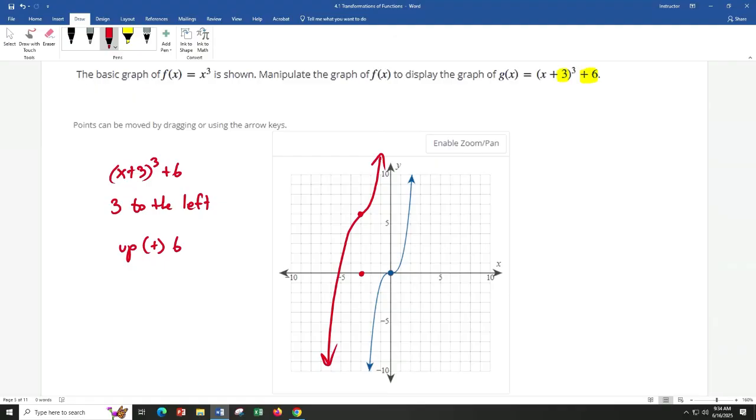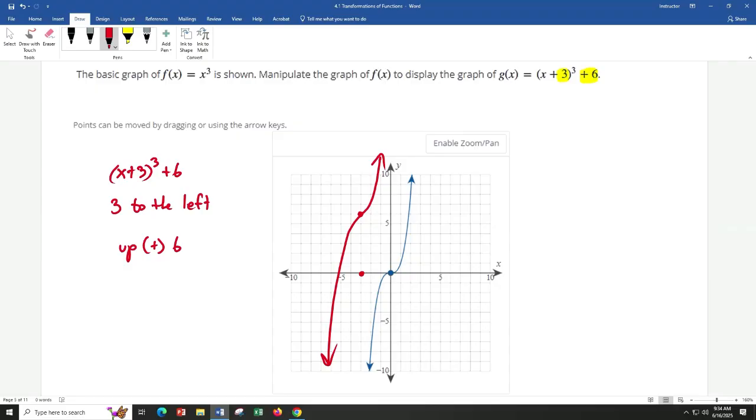Now, on this one, it's pretty straightforward and simple. You could have gone up by 6 and then left by 3. It's really up to you. But once you find a way to do it, always do it that way. I am big and partial to going left and right first, like they say to do. Okay? Do the horizontals first.